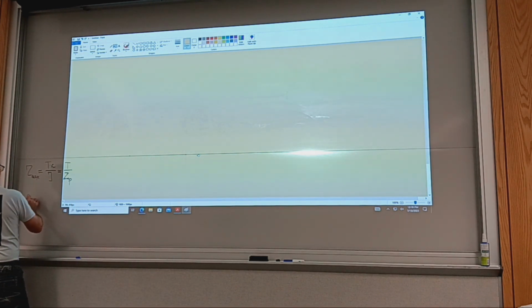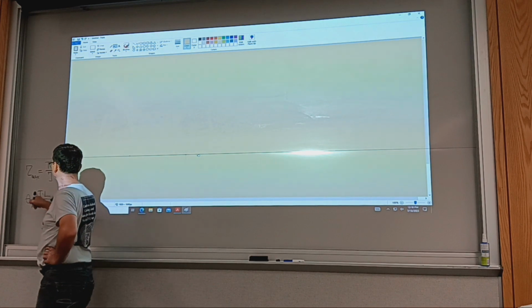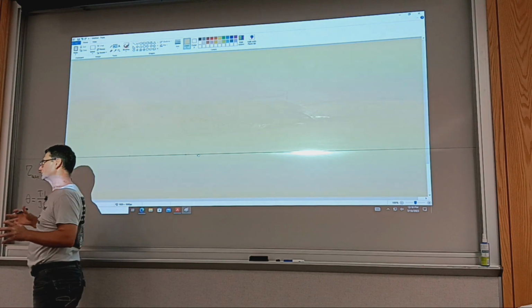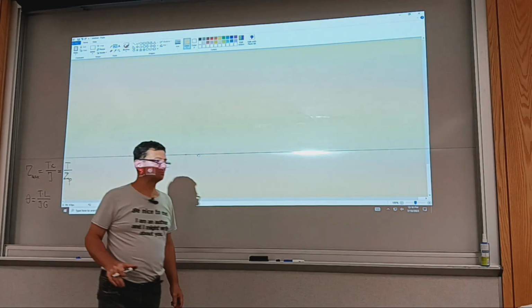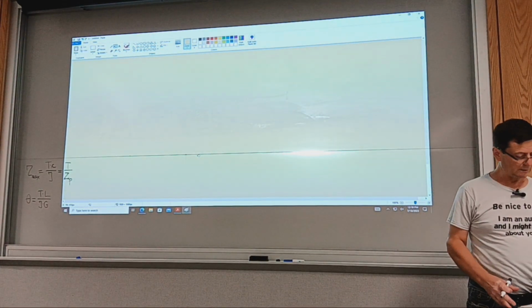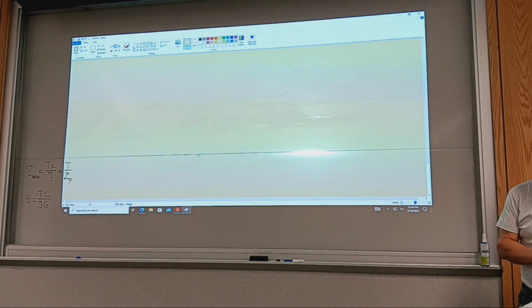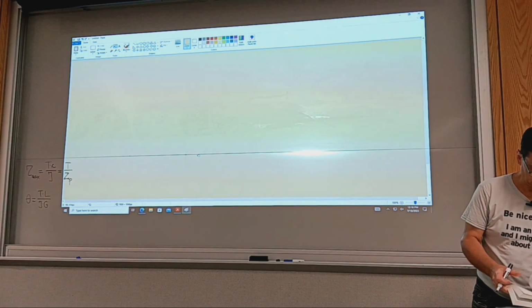And then the angle of twist in radians is T times L over J and G. So torque, length of the full length, or the length between which you measure the relative rotation, and then polar moment of inertia and shear modulus. And shear modulus is listed in several places in the book. I have this written down here.